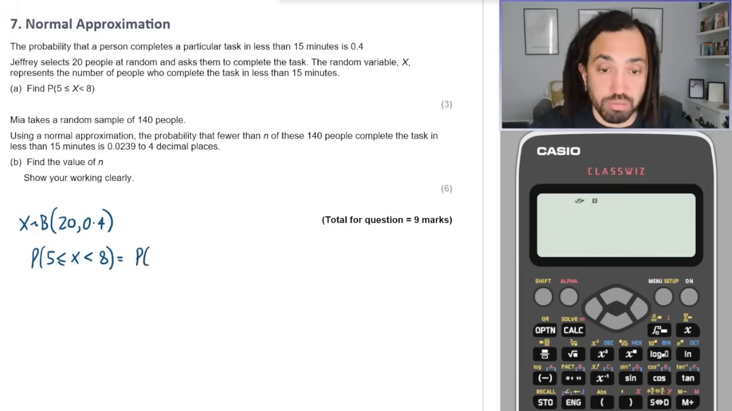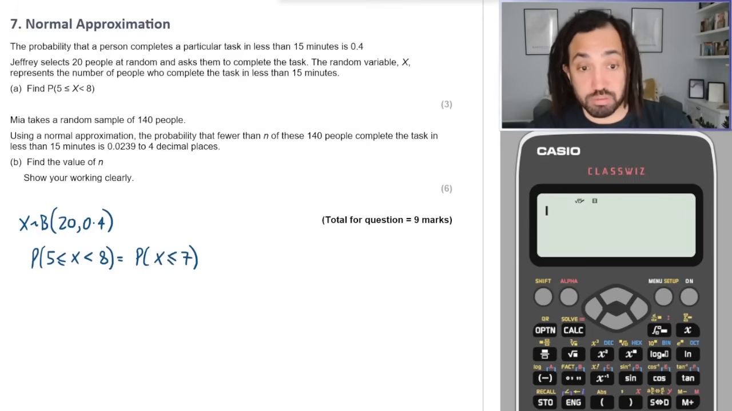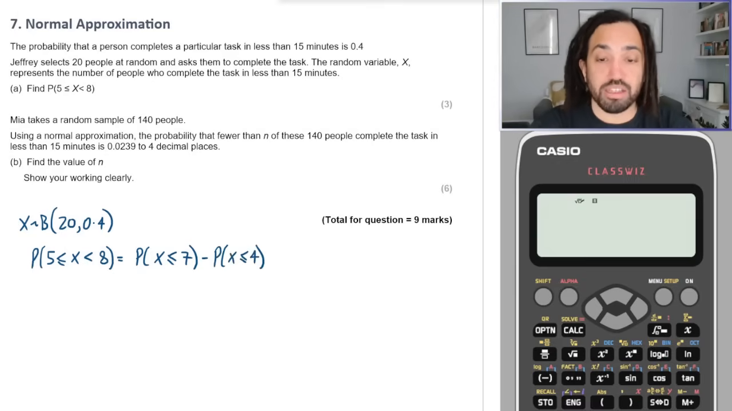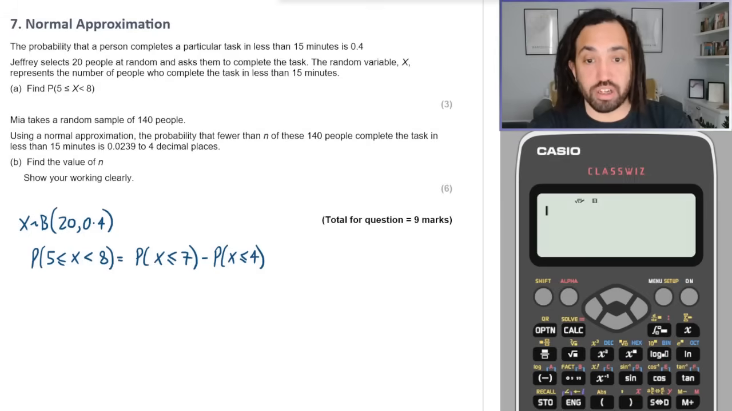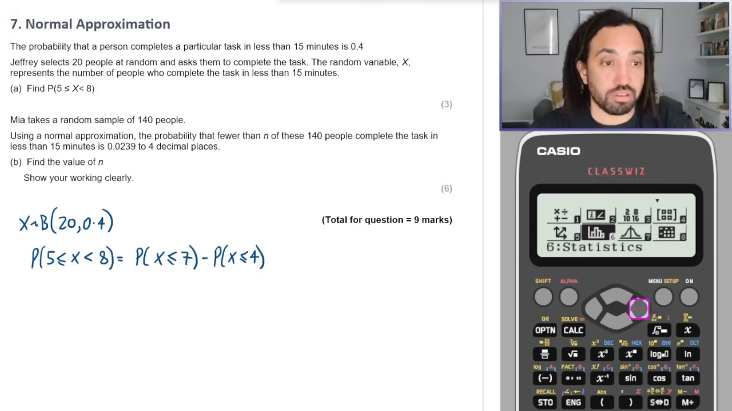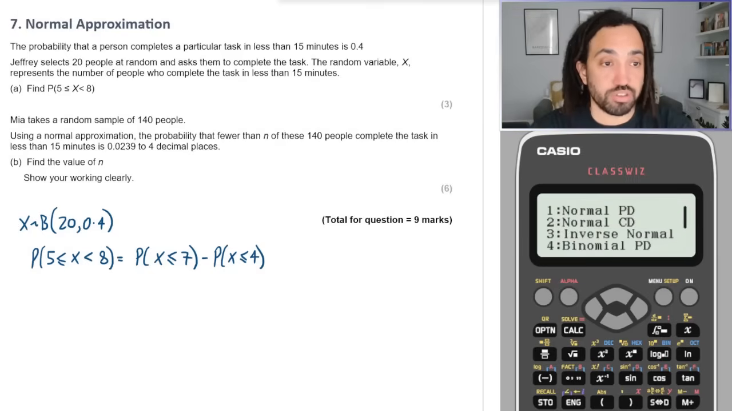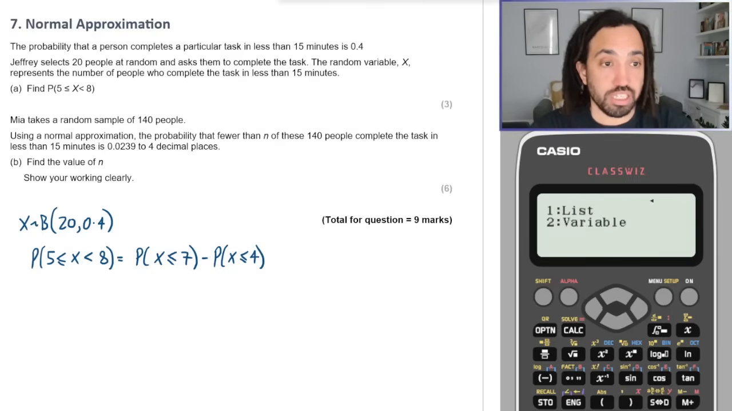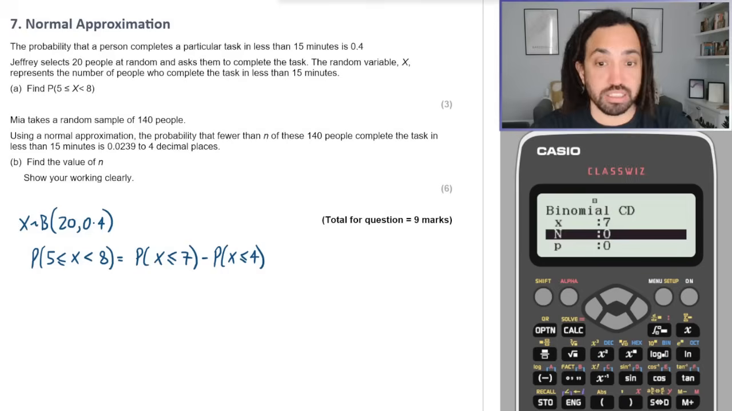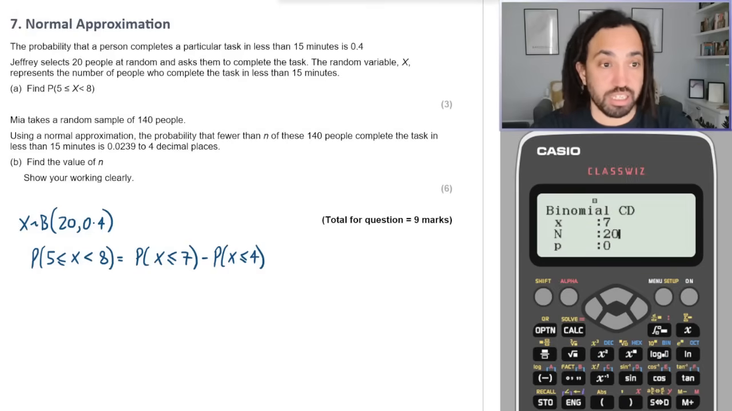So what I'll do is the probability of less than or equal to 7, so that includes 7 and all the ones before it, and then subtract the probability of less than or equal to 4, and that will just give us 7, 6 and 5, which is exactly what we want. Okay, so I would go to my calculator, without trying to spend too much time doing it. I will show that the binomial CD is what you want. You want variable, you want x to be 7 in this case, and you want n to be 20, and then you want p to be 0.4.